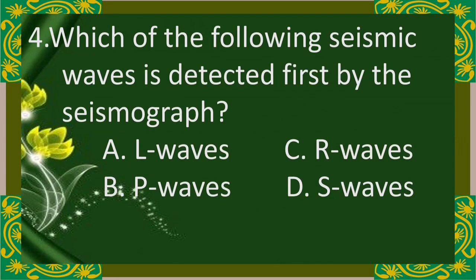4. Which of the following seismic waves is detected first by the seismograph? A. L waves, B. P waves, C. R waves, D. S waves. What is the correct answer? The correct answer is B. P waves.